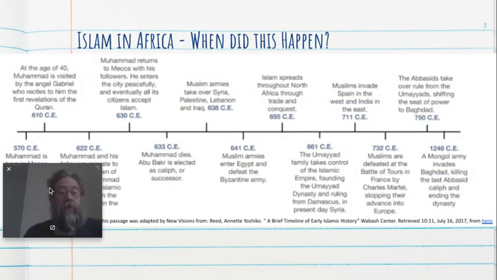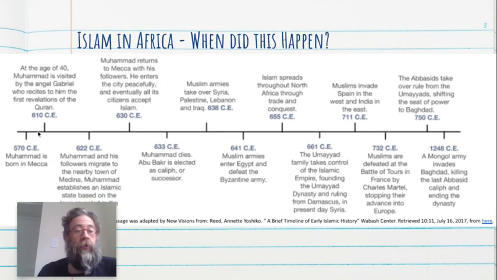We have a timeline here. So we have Muhammad here, 610. He begins to practice, and then he faces a lot of persecution. And then he develops his own Islamic state, and he's doing better. 633, he dies. 23 years after he has this revelation, he's going to pass away.